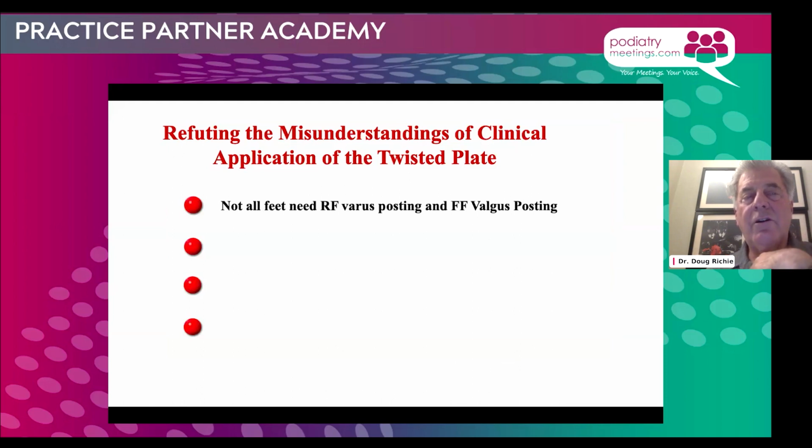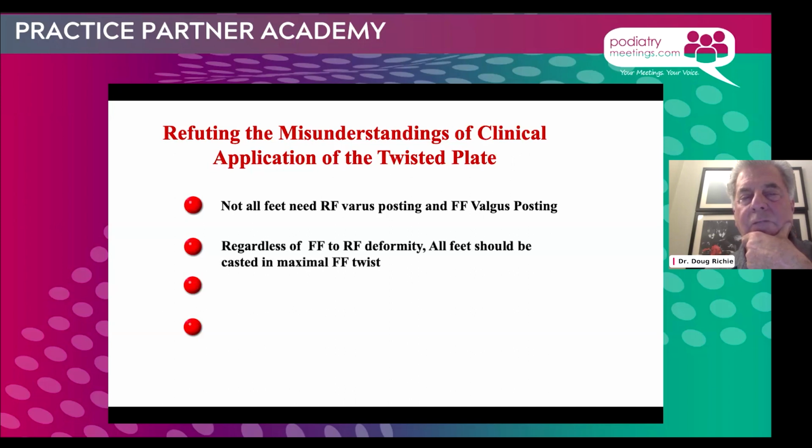So just to go over some key points that I've tried to make here about the application of twisted plate. We're not in any way advocating that all feet need rear foot varus posting and forefoot valgus posting. The posting should be done according to each individual foot deformity. Regardless of that deformity, though, all feet should be casted with maximal forefoot twisting on the rear foot, i.e. pronation of the forefoot on the rear foot.